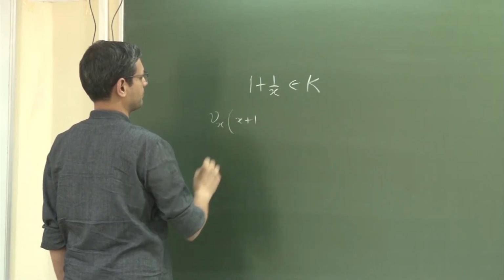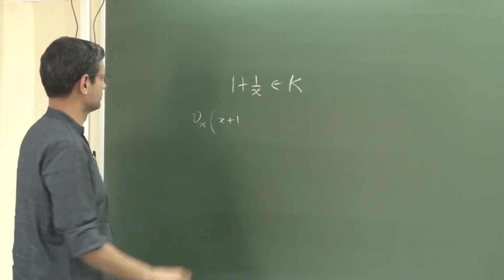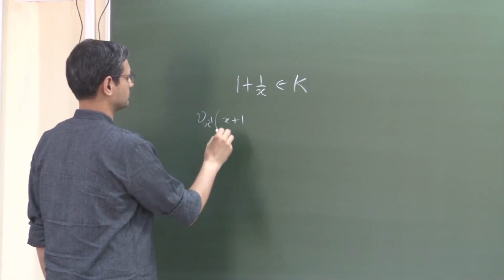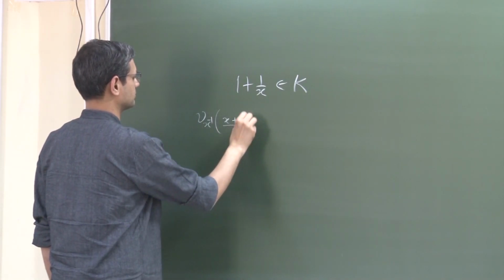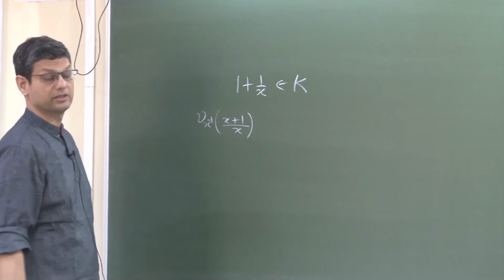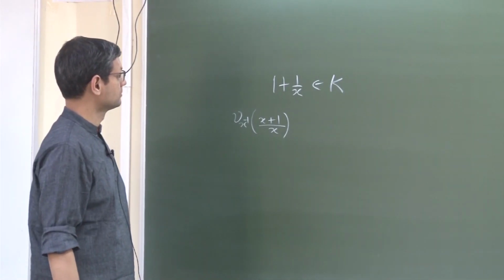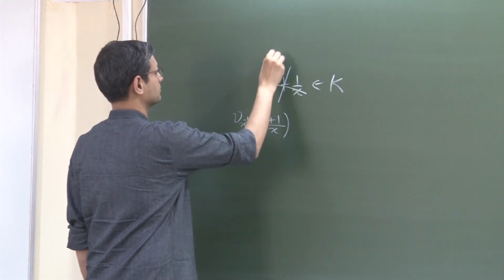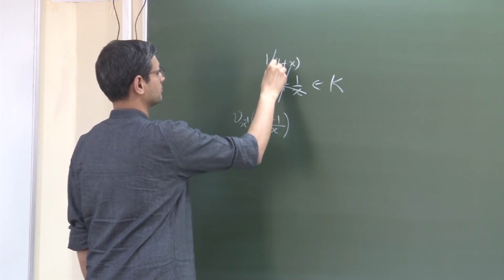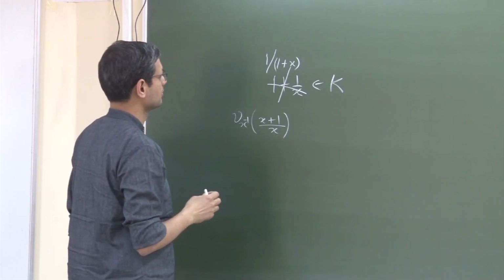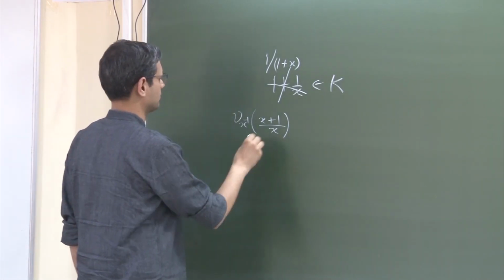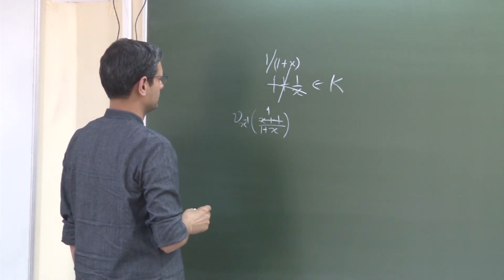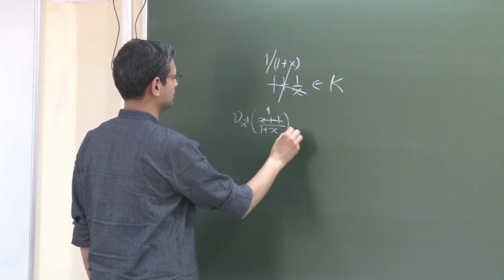I want v of 1 by x. Sorry? No, like 1 divided by 1 plus x. I was saying that. Sorry? 1 divided by 1 plus x. This one. Okay, so in this case, the valuation is 0.